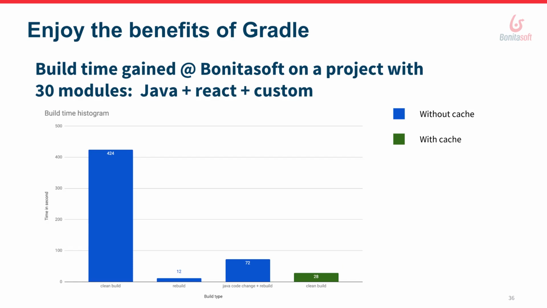For a more complex project like this one, we have a build with 30 modules that have some front-end technology, some Java, some custom builds. We go from 400 to 28 seconds using the remote cache.